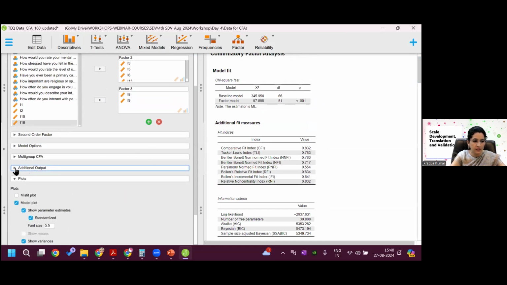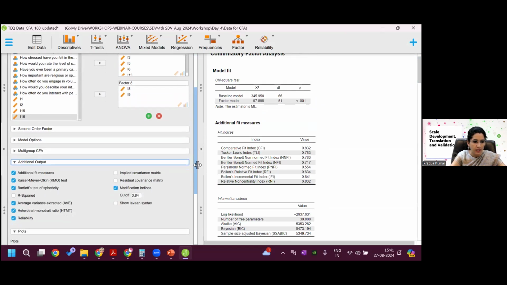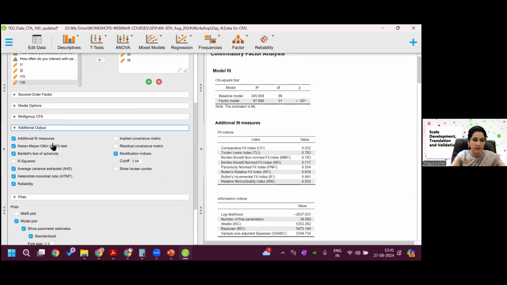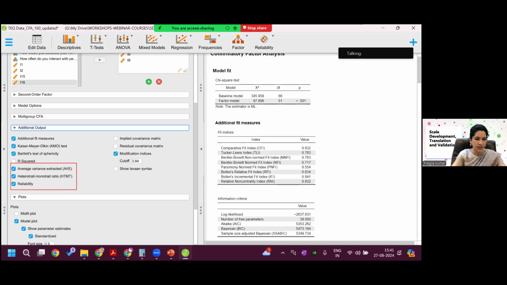It will be like this. Go to additional output and click additional fit measures, KMO test, and Bartlett's test of sphericity, because you have to test that as well. Then these are the 3 which we talked about: average variance extracted, heterotrait-monotrait ratio, and reliability. We have discussed these measures of convergent validity and discriminant validity.